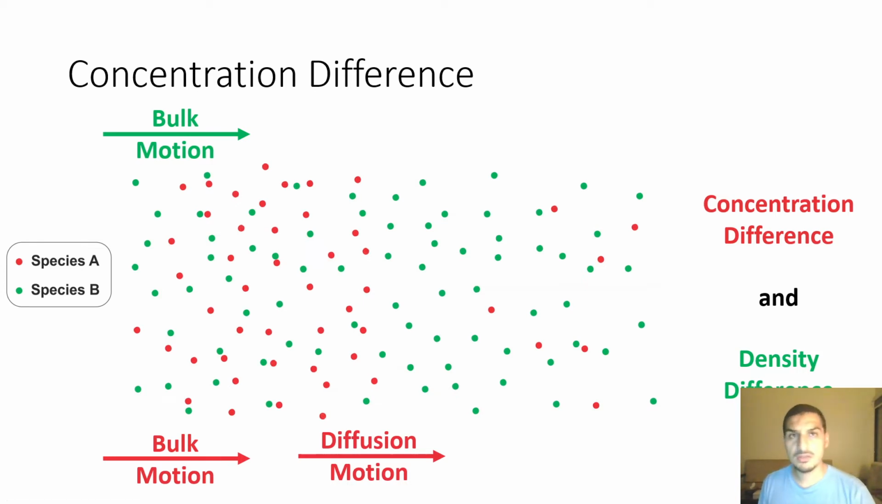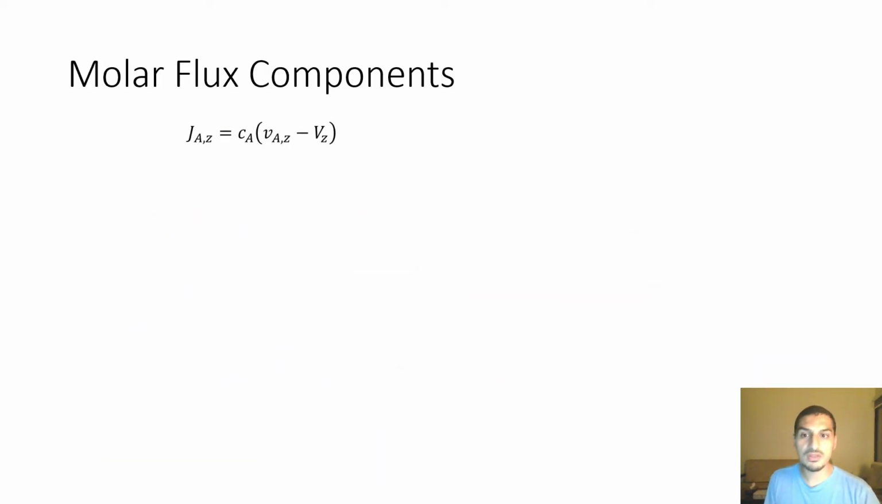We can translate what we have discussed into mathematical form by revisiting Fick's law. What we mentioned is that Fick's law calculates the flux with respect to the average velocity, which is the total flux minus the average flux. The term C_A multiplied by V_A,z is the total flux, and V_z is the average, so C_A multiplied by V_z is the average flux, and we mentioned this before.